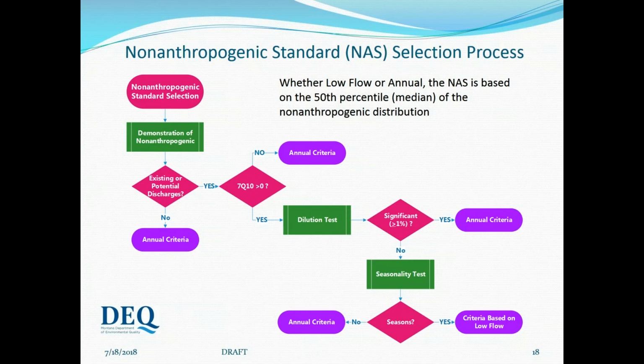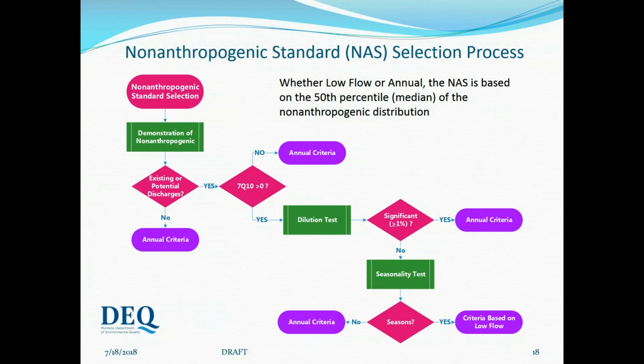Then we move on to the 7Q10. Is the 7Q10 greater than 0? For all of the Yellowstone River, the 7Q10 is greater than 0. And so moving on, you then conduct the dilution test. Now, the dilution test tells you if the flow of the dischargers is significant enough to change the median arsenic condition. And how we determine that significance is we call it the 1% significance.